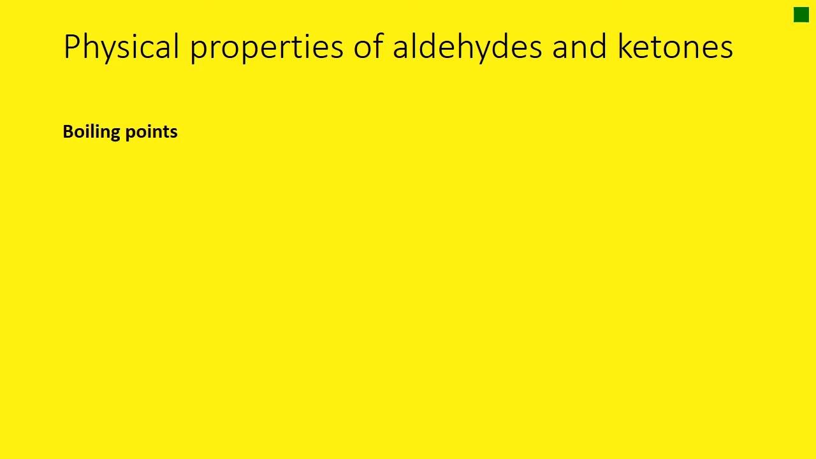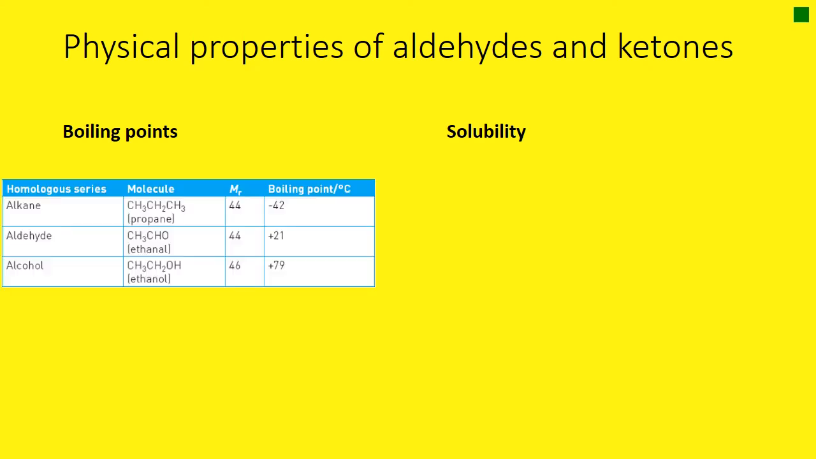And the physical properties we're interested in are boiling points and solubility. So let's start with boiling points and let's look at some data and then explain it. So here we've got some boiling points of, first of all, an alkane, and then with a similar Mr, the aldehyde, and with a similar Mr, the alcohol. So in fact, we're looking at propane, ethanal and ethanol, all with Mrs around about 45. And we've chosen similar Mrs so that the van der Waals can be about the same. All right, so we might even note that. So van der Waals, V, D, W, about the same.